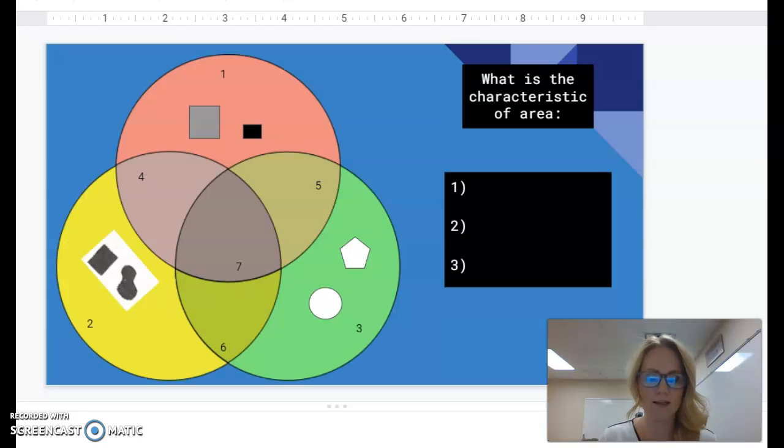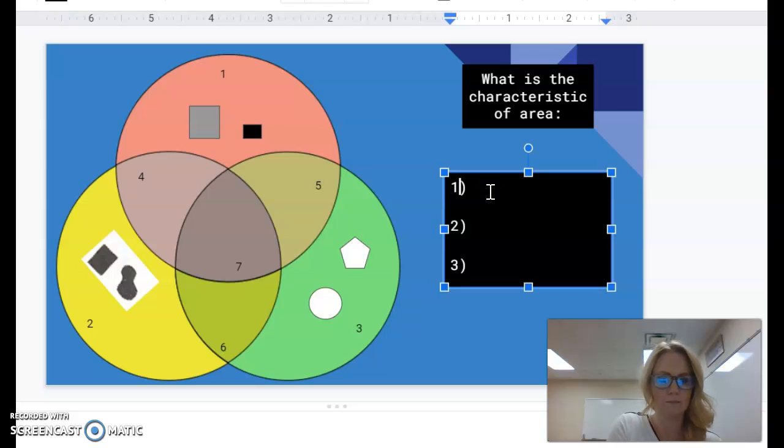As we look at the example attached, I will show you how to complete a similar slide. I need to figure out the characteristics of area 1. When it is asking me this question, what it really wants to know is how are those shapes similar? So looking at area 1, what I notice right away is that they are both squares. I will write that next to the number 1 in the black box. Okay.